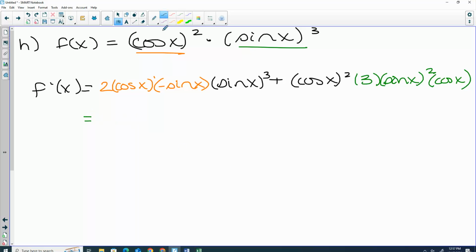So now if we simplify, we have a 2 and we have a negative, so that's a negative 2 cosine x sine times sine cubed will be sine to the 4th. Over here we have a 3 cosine squared times cosine would be cosine cubed sine squared.